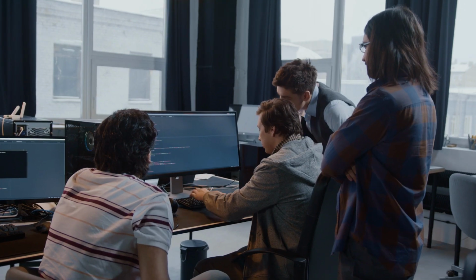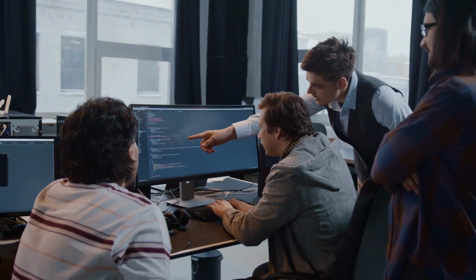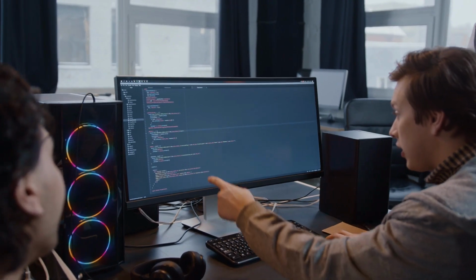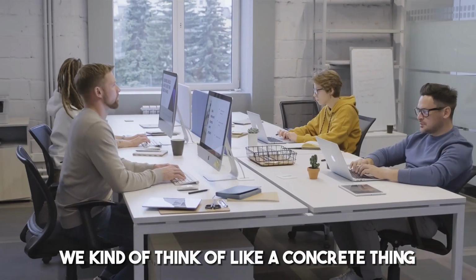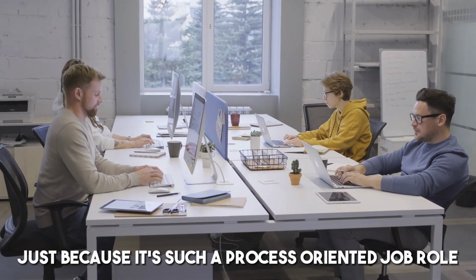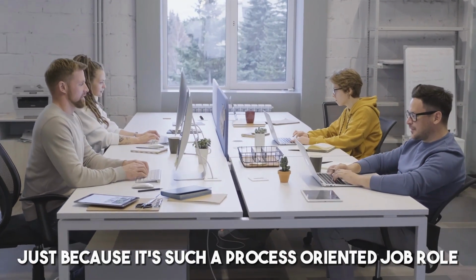The sort of thing that we do in team meetings where there's that one person who's constantly questioning, why do we need to do this? Why do we need to do this? I'm trying to think of a concrete thing which we deleted. Again, this is an example from support, just because it's such a process-oriented job role.